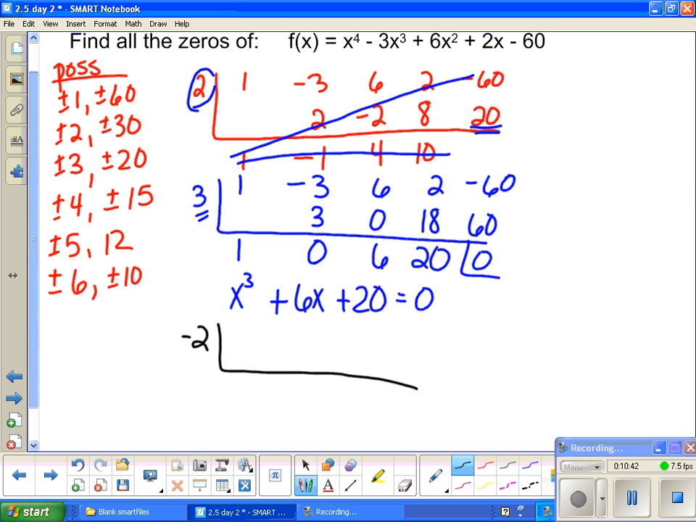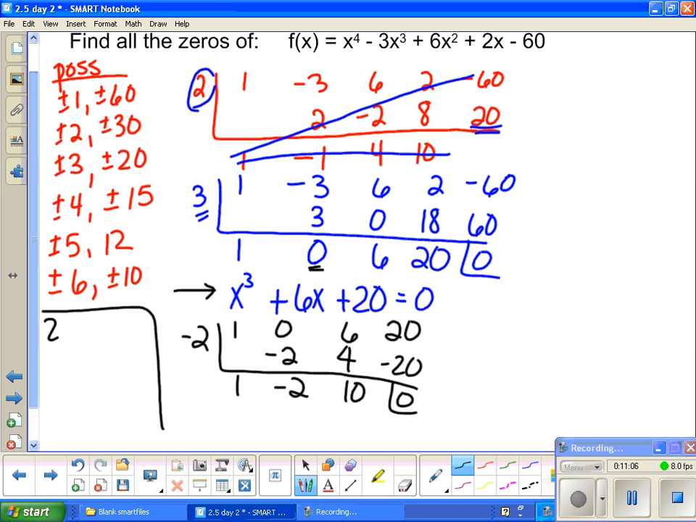I'm going to test it on this function, 1, 0, 6, 20. Remember, I have to put the 0 in for the x squared term. Bring it down, multiply, add, 0. So now I have 2 of my zeros. Let me start a little column over here where I'm listing them. My zeros I have are 3 and negative 2 so far. So I have 2 real zeros.